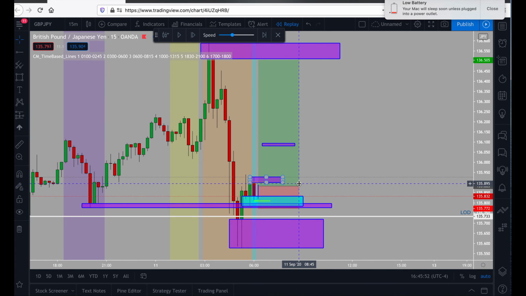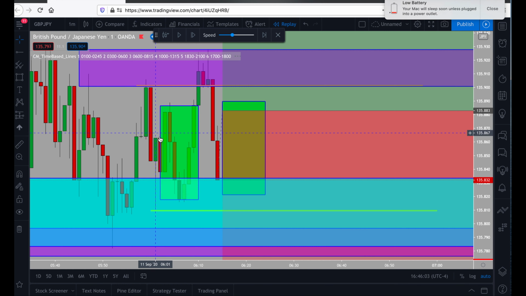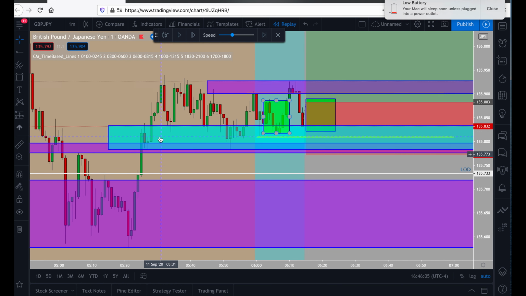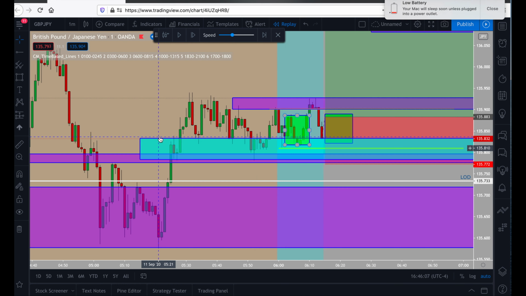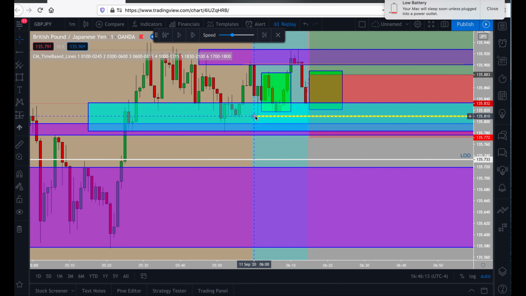Actually, no, we're gonna talk about how I entered right here. So let's go back to that area right here. So when this 15-minute candle closed, what I did was I went down to my 1-minute chart, right? Okay, so yep, right here. So this was my 15-minute candle. This was the low of that 15-minute candle that closed, right?